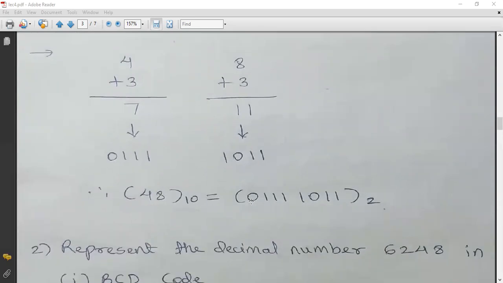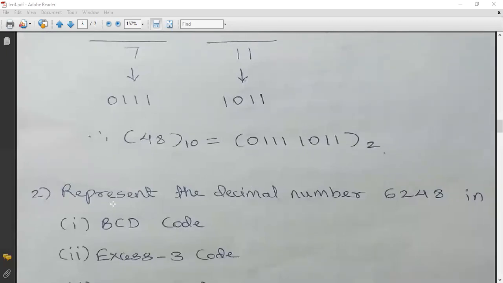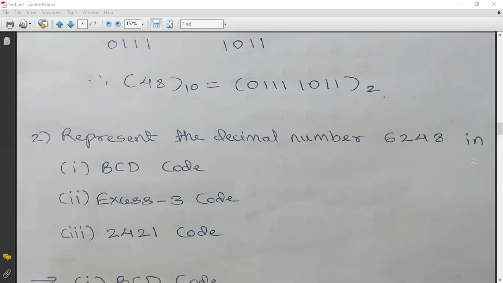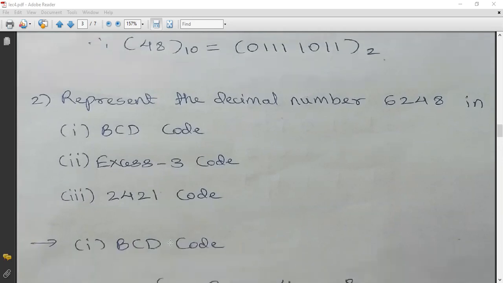Right. Now let us see the next question. What we need to do here is represent the decimal number given here. It is 6248. In which forms do we need to represent it? We need to represent it in BCD code, again in XS3 code, and also in 2421 code form. So let us begin with BCD code.